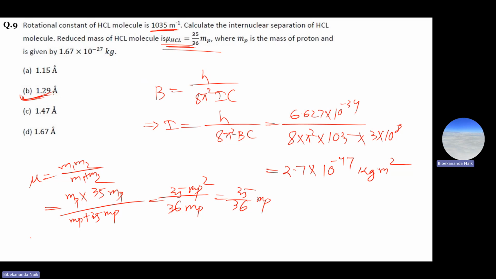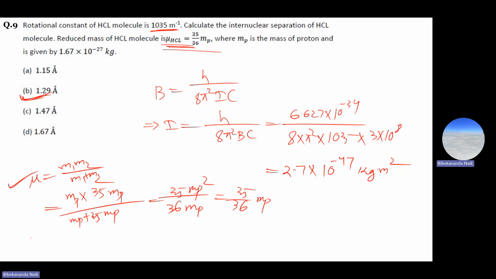So here the rotational constant of the molecule is given. From that rotational constant, we calculated the value of moment of inertia. And since the moment of inertia is nothing but mass times the internuclear separation squared, using that value of moment of inertia, we calculated the internuclear separation of hydrogen chloride, or hydrochloric acid. And how the reduced mass is calculated, I also showed here. This reduced mass is nothing but m1 m2 divided by m1 plus m2.